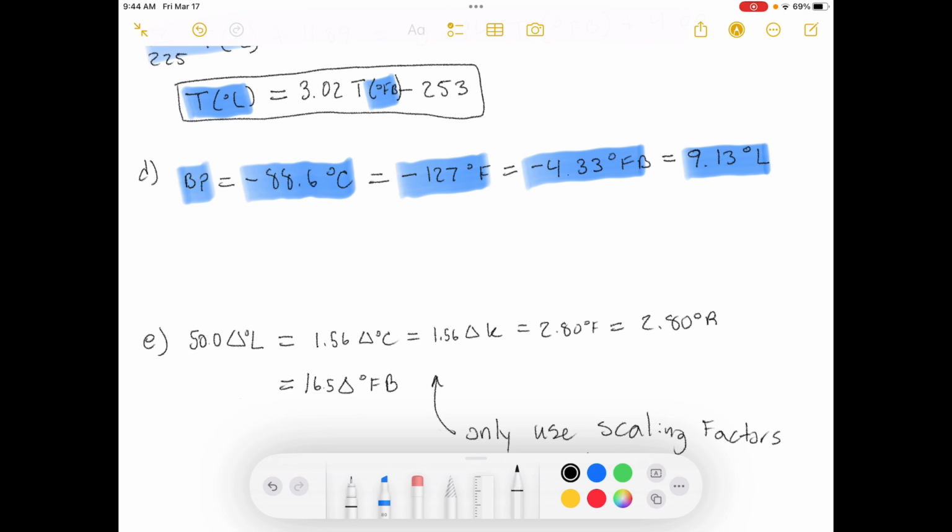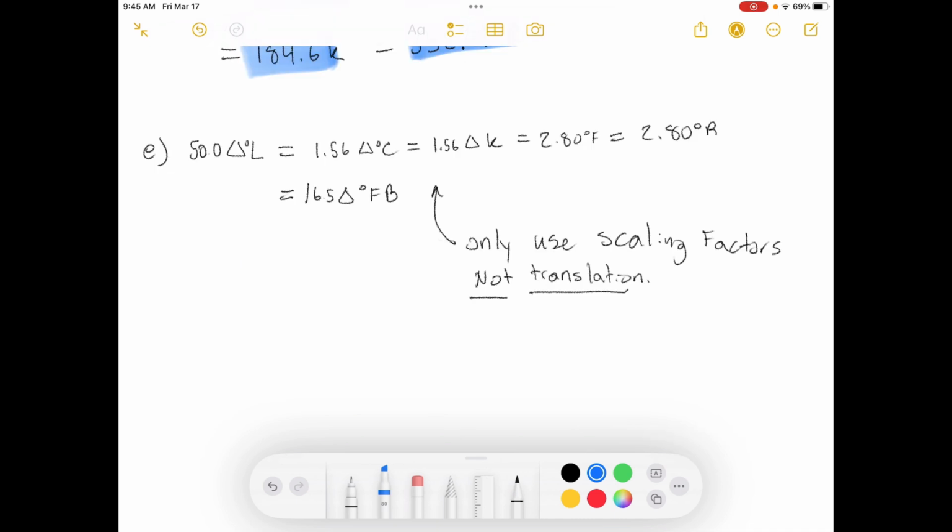And I just saw that I didn't add Kelvin and Rankine, so let me just add those really quick. Okay, and we just use our conversion for Kelvin and Rankine. If you aren't familiar with those conversion factors, you can just see the previous video where I just wrote them all down there. Let's do part E.